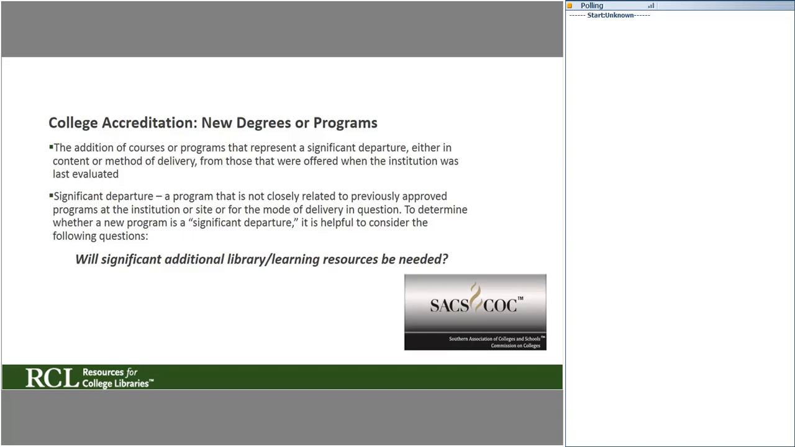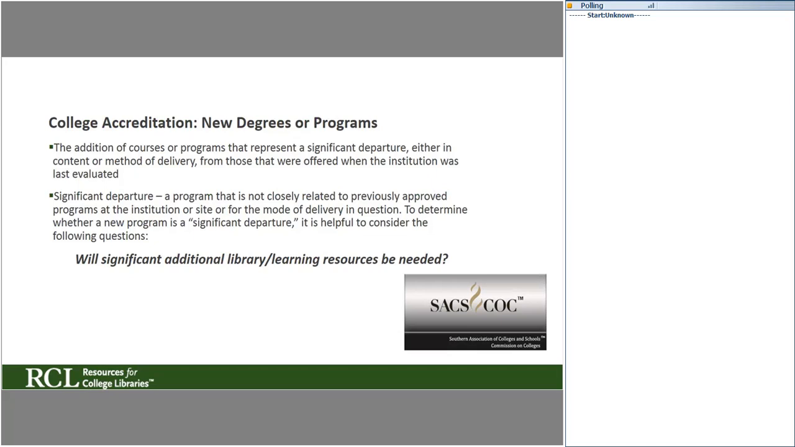So let's start by looking at one of the most common examples of when a regional accreditor like SACS asks specifically for information on library collections. Of course, SACS accredits institutions for 10-year periods, but colleges have to make both 5-year reports during the middle of that time period, as well as additional reporting if the institution wants to offer a degree or program of courses that represents what SACS terms a significant departure from those that were offered during the last evaluation period.